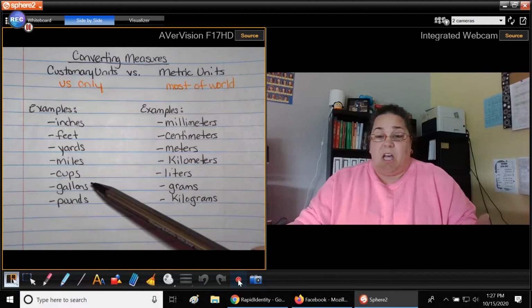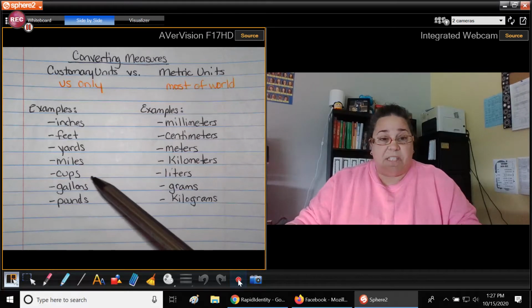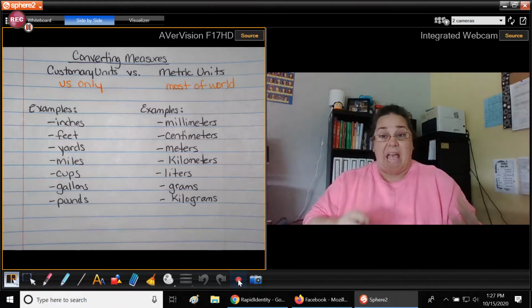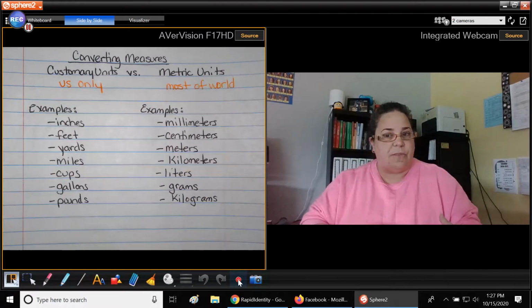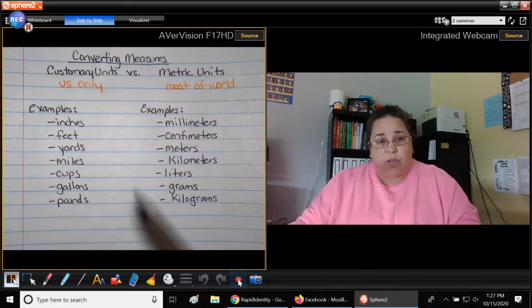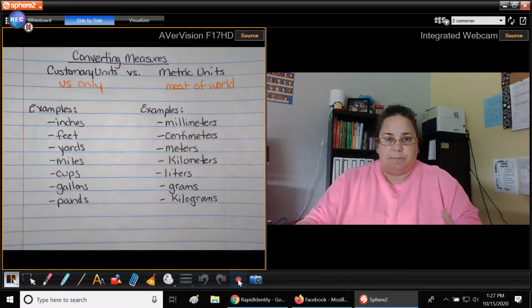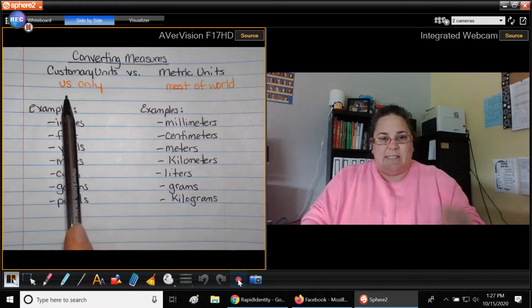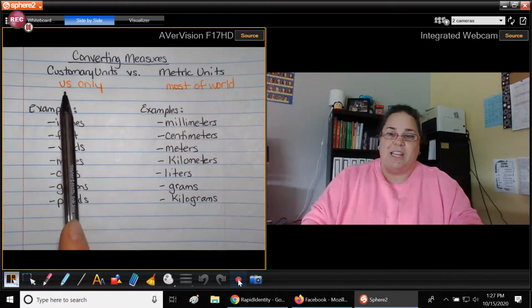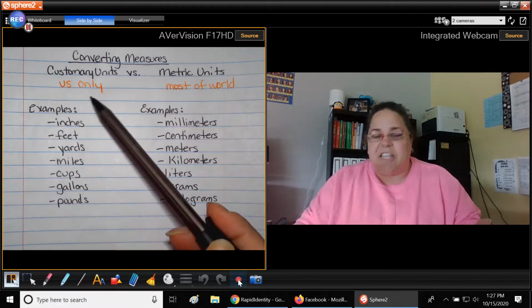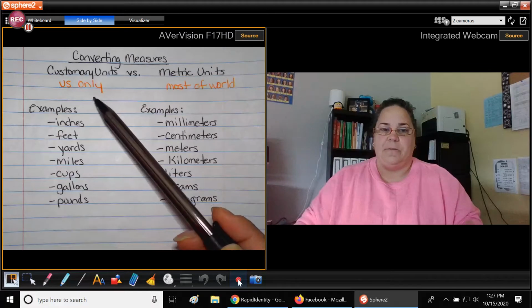When you're measuring liquids or food or even dry solids, you might use cups or gallons. Dry goods, you might measure in pounds, like a pound of sugar or a pound of flour. There are many more, but those are the basic ones that we use very commonly. But the thing is, it's really only the U.S., the United States. You might have thought this says "us only," which is kind of true, us Americans, but it's really the United States that uses this system of measurement.